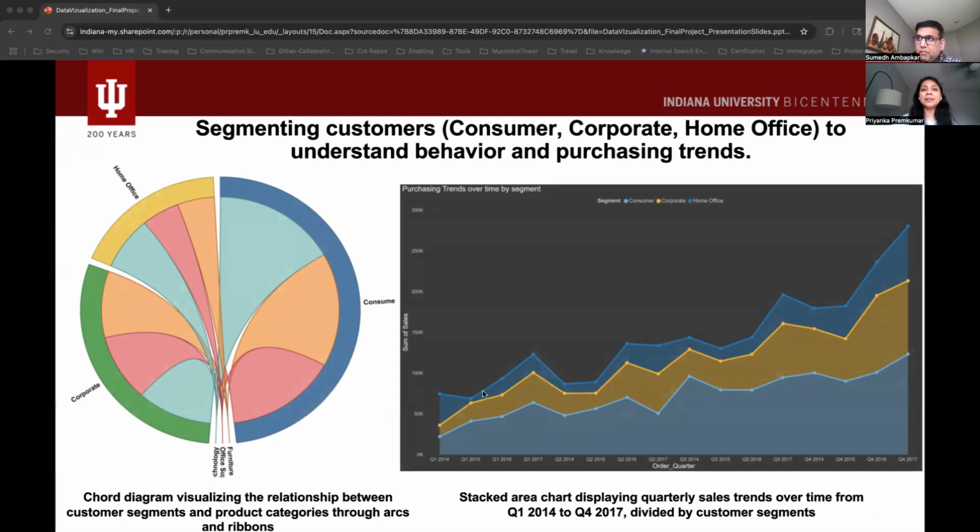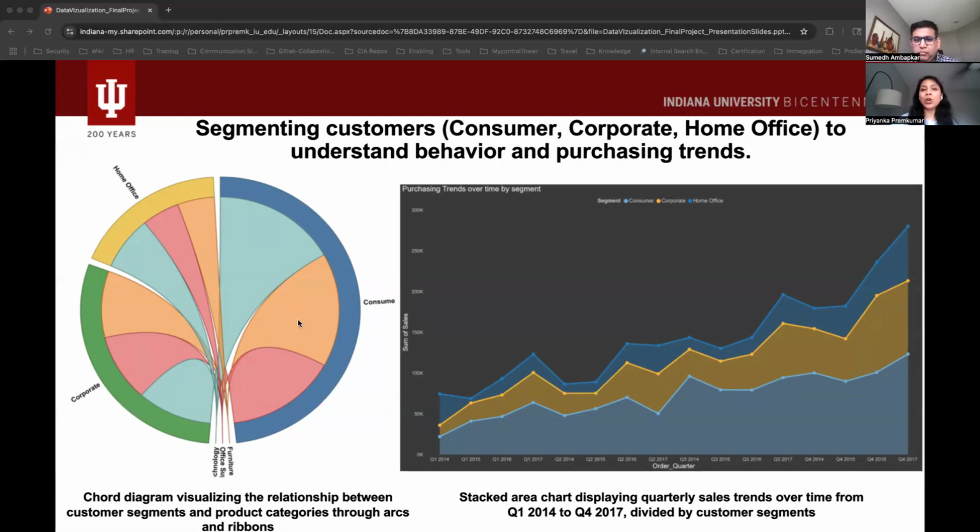The arcs represent the customer segments and product categories, while the ribbons show sales flow between them. The consumer segment dominates, especially in technology sales, followed by corporate and home office. This diagram is powerful because it shows both total sales and relationship strength, highlighting how different segments contribute across the product lines.